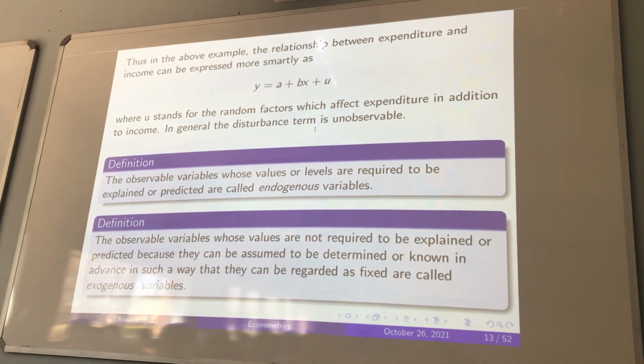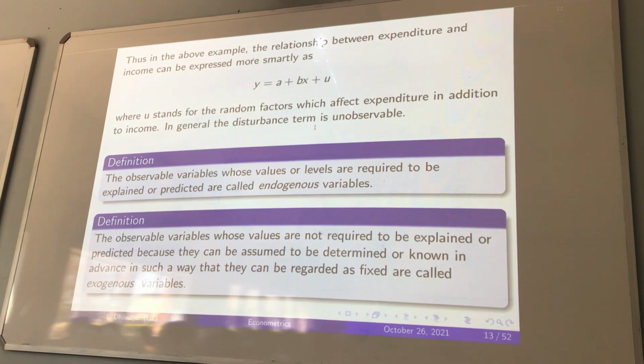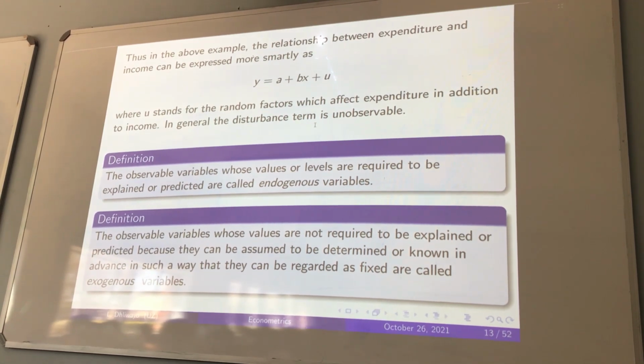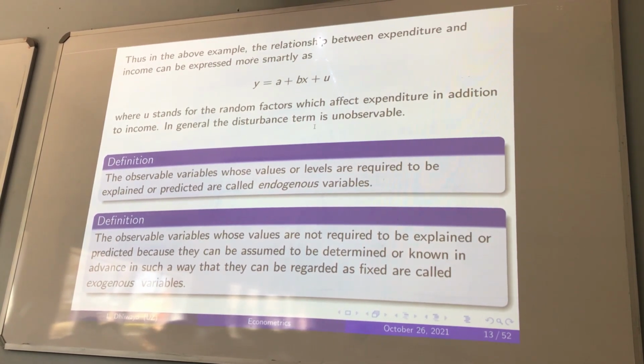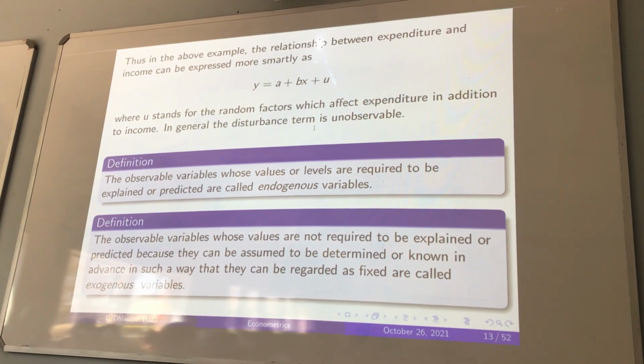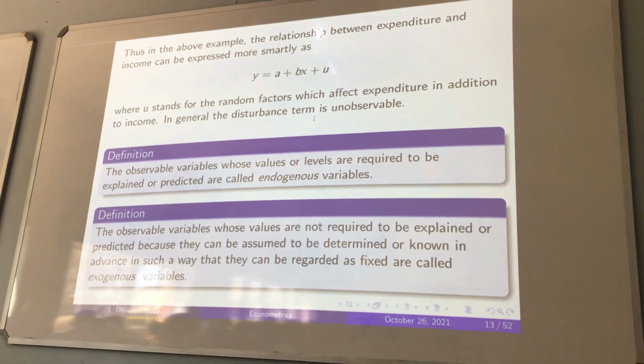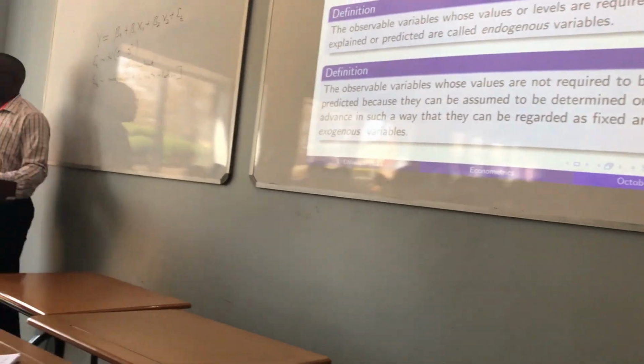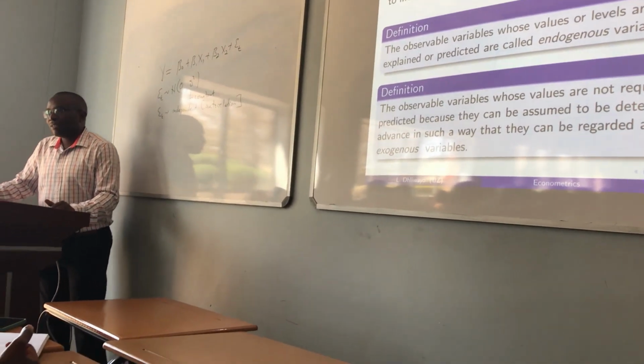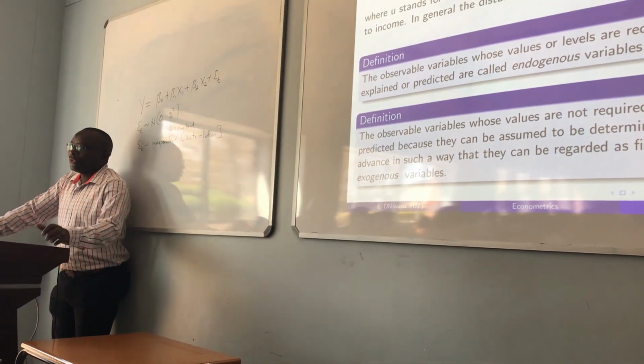Okay. The observable variables whose values or levels are required to be explained or predicted are called endogenous variables. Okay. So I'm introducing another term here now, which we call what? Endogenous variables. Endogenous what?